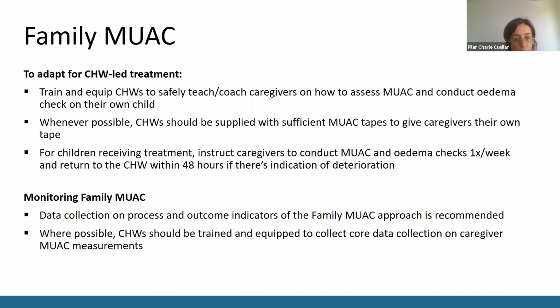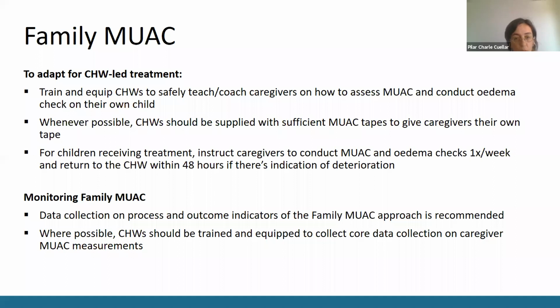Children who are receiving treatment of wasting, mothers should be introduced how to conduct the MUAC and edema. And they have to take the MUAC and edema at home once a week. So even if there is something wrong with the children, the mother has to come back to the community health worker place to check if the child is going well or not. So we have included in our tool that whenever possible, community health workers should be supplied with sufficient MUAC tapes to give caregivers their own tapes for use at home.